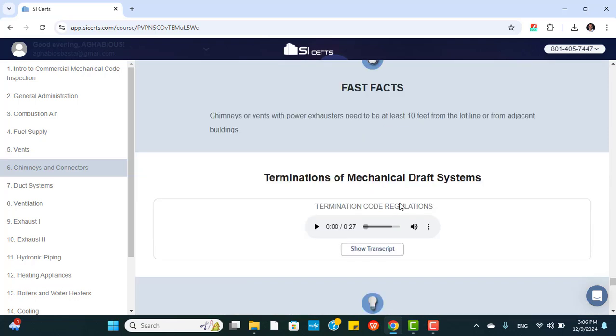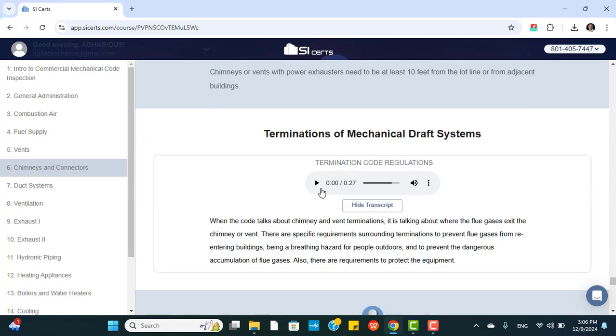Termination of mechanical draft systems, code regulations. When the code talks about chimney and vent terminations, it is talking about where the flue gases exit the chimney or vent. There are specific requirements surrounding terminations to prevent flue gases from re-entering buildings, being a breathing hazard for people outdoors, and to prevent the dangerous accumulation of flue gases. Also, there are requirements to protect the equipment.